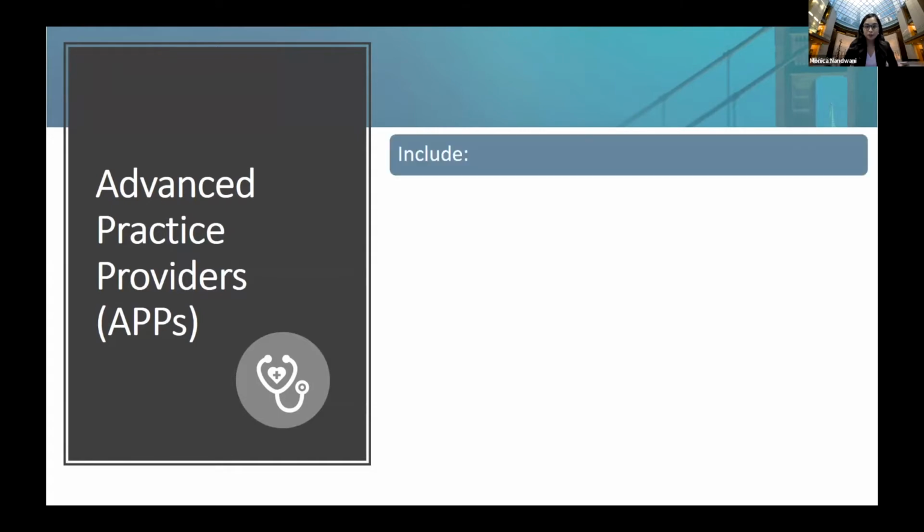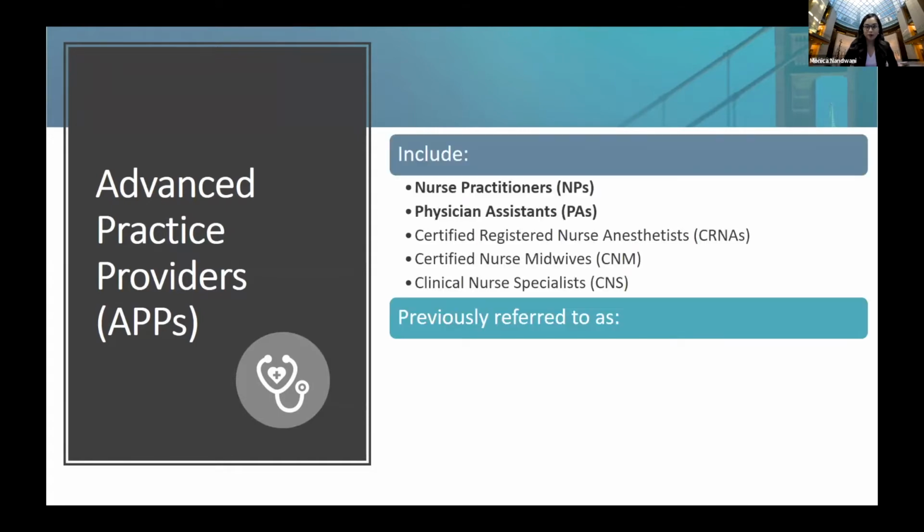And so when we talk about advanced practice providers as a group, which professionals are we referring to? And to be perfectly honest, when I first moved to the West Coast from the East Coast in 2016, I had actually never heard of the term advanced practice provider. However, over the last few years, this term, advanced practice provider, or APPs, has been increasingly common, and it is inclusive of the following professions.